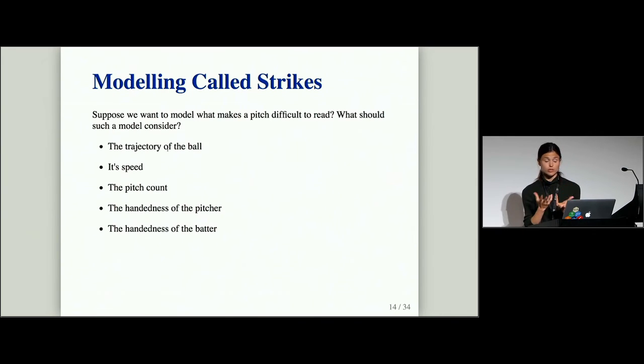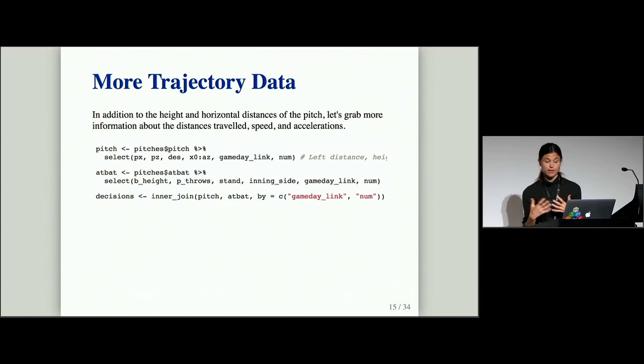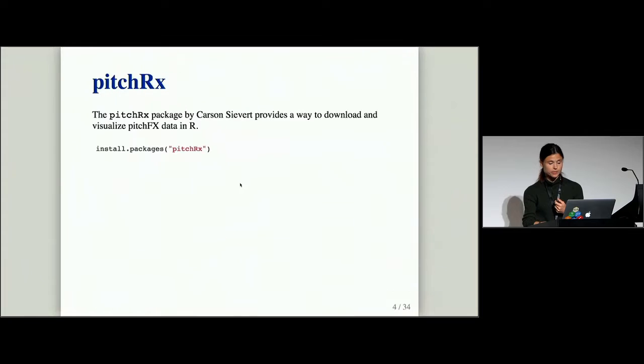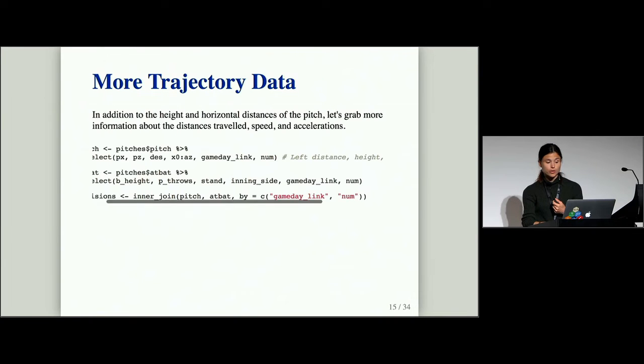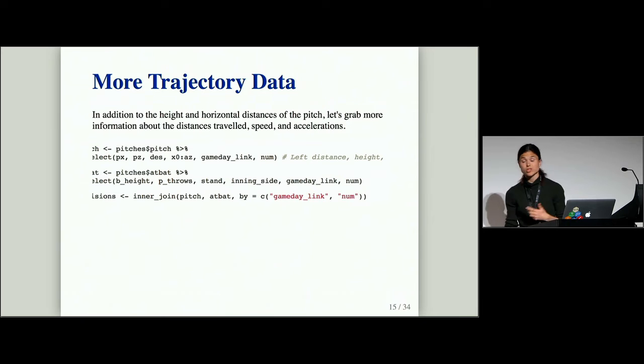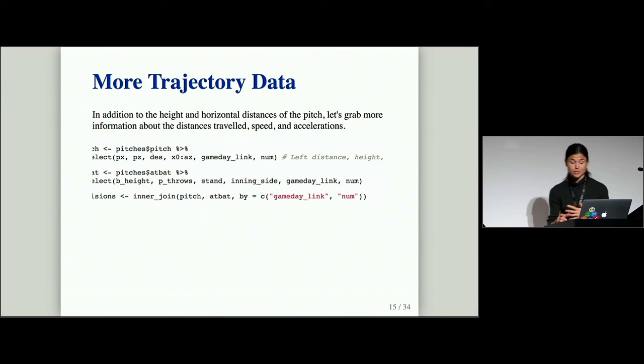We'll focus here just on those physical characteristics to give you a starting idea of how you could construct one of these models. So what I've done in this next slide is to just expand that merge so that we have a bit more positional and speed information. So you'll notice the select command, I've just incorporated more of the variables from the pitch element. And then from the at bat, this is going to have information about the batter characteristics, like their height, and information about the number of pitches that the pitcher has thrown. So maybe there's like a fatigue element that might be a factor in some of these models.